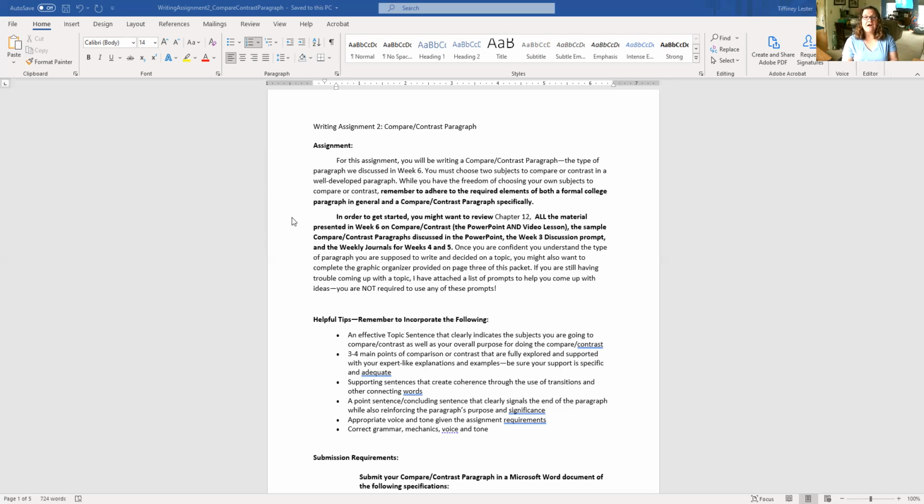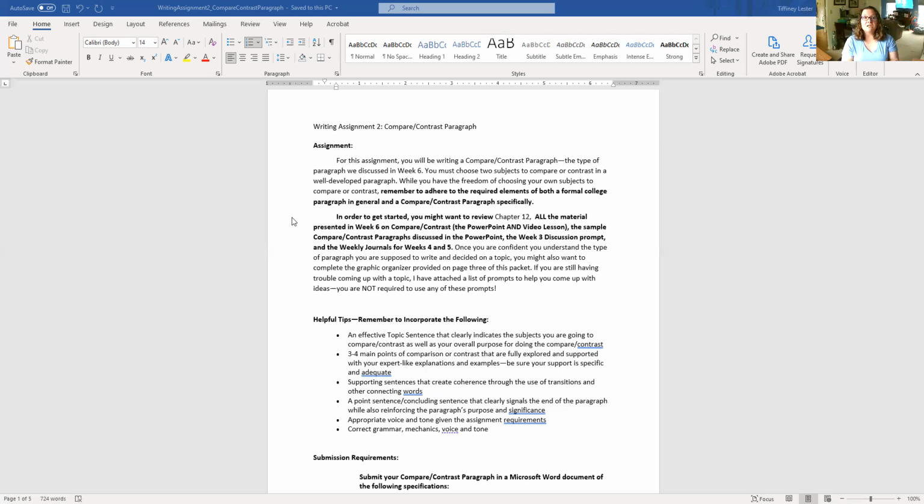You want to make sure you have 3 to 4 points that you're looking at. So 3 to 4 similarities or 3 to 4 differences that you're looking at. And each one needs to have specific and adequate support. So whatever your first similarity is, you have to provide enough support. You have to explain what that idea is like in terms of your first topic and what that idea is like in terms of your second topic.